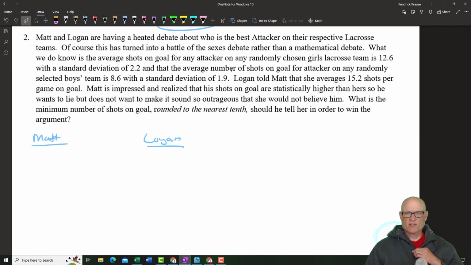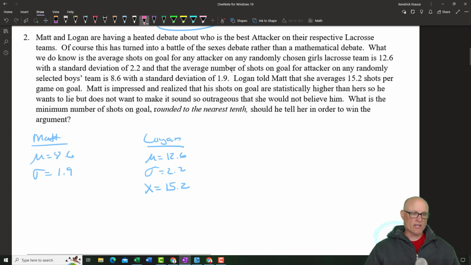Average shots for the girls lacrosse team. The average shots is 12.6 with a standard deviation of 2.2. And the boys team average is 8.6 shots with a standard deviation of 1.9. Now Logan told Matt that she averaged 15.2 shots. So clearly she's better than the average. So the question is, what does Logan have to get in order to be equal or better than her?